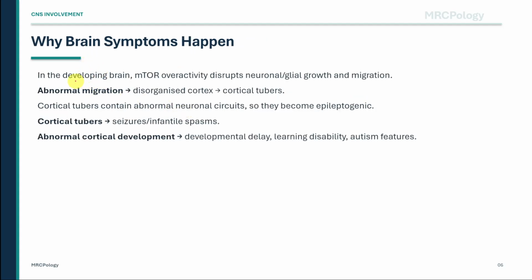During brain development, overactive mTOR disrupts neuronal and glial growth and migration. Abnormal migration leads to a disorganized cortex, producing cortical tubers. These tubers contain abnormal neuronal circuits, so they become epileptogenic. That is why seizures and infantile spasms are so characteristic. Abnormal cortical development also explains developmental delay, learning disability, and autism features.